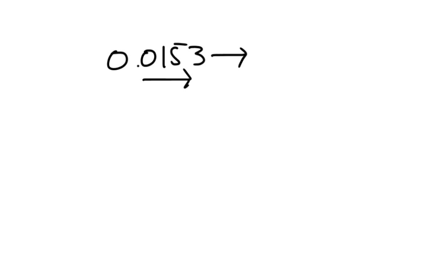What we have is 0.0153. Let's just count this from here to there. So we got 3. If we have 0.0001008, how many significant figures? We have 4.